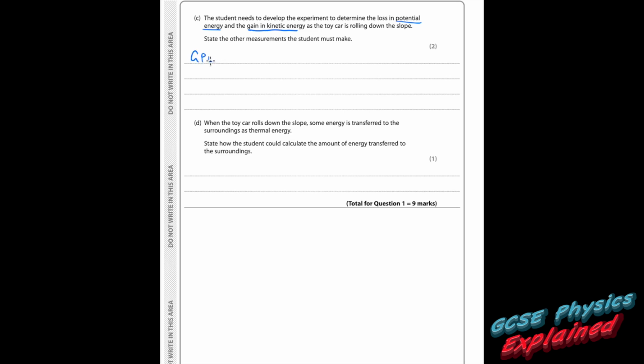So if they're going to get the gravitational potential energy, they're going to need the mass, gravity, and the height. And if they're going to get kinetic energy, they're going to need the mass and the velocity, squared. Now they've already got the velocity. That's basically the speed. So we're going to need to measure the mass and the height. And that's where you'll get your 2 marks from.